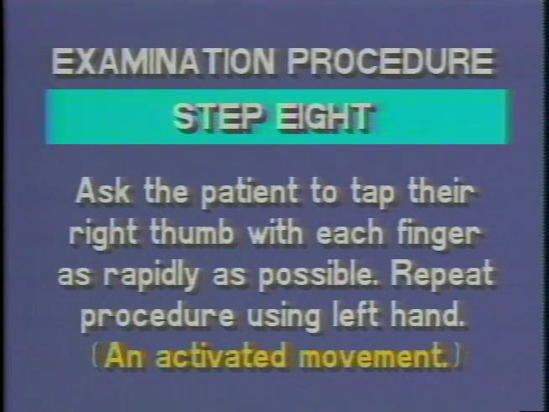Instruction 8 of the AIMS examination has the patient tap their thumb with each finger as rapidly as possible for 10 to 15 seconds. Do one hand at a time. The primary purpose of this exercise is to distract the patient. Due to the concentration required to perform the exercise, previously suppressed movements will frequently appear.